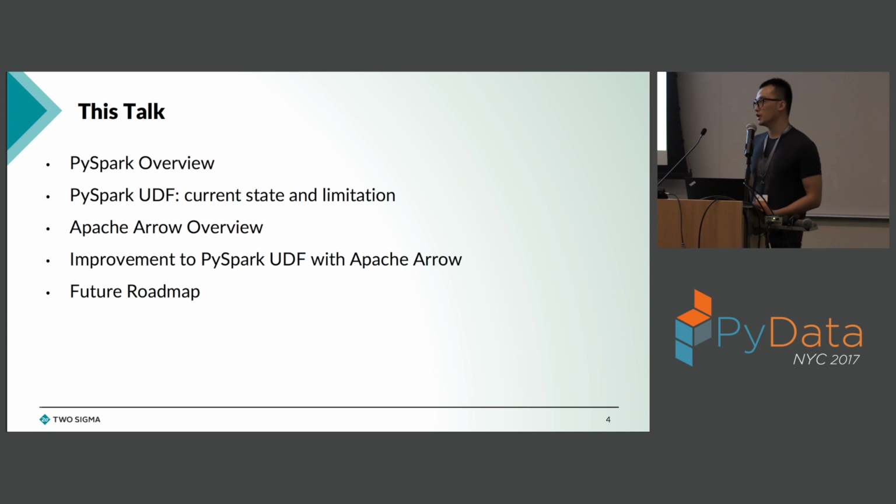So this talk will be more of a case study, a walkthrough of how we improve an interop problem between Java and Python we found in PySpark, and how we use Apache Arrow to significantly improve the situation. This talk will briefly be a PySpark overview.